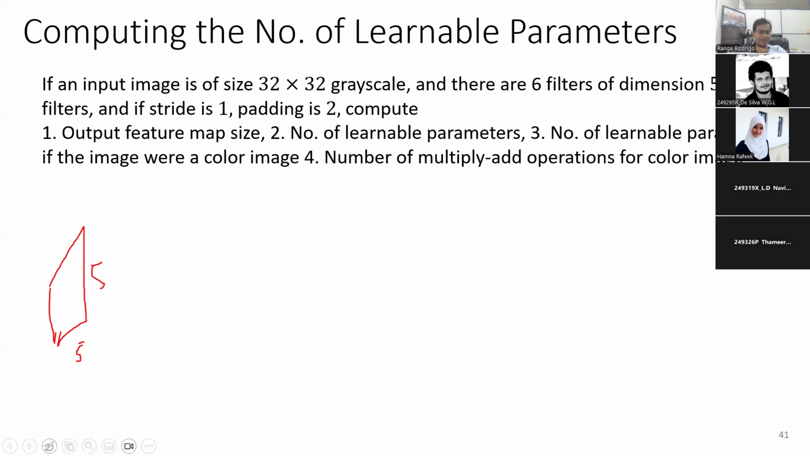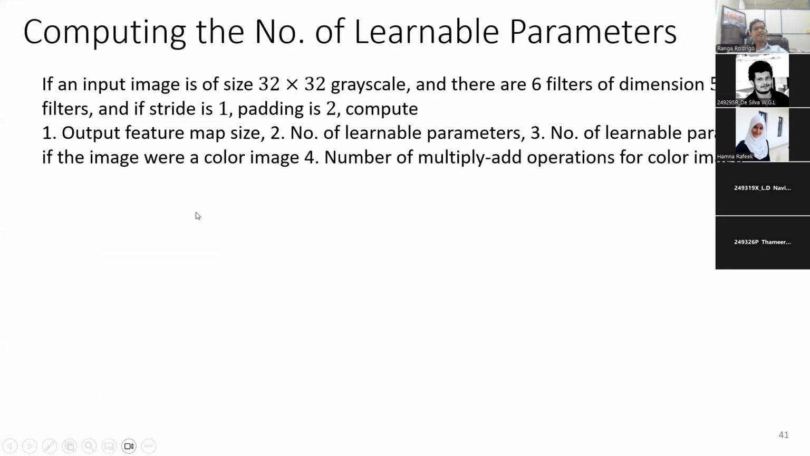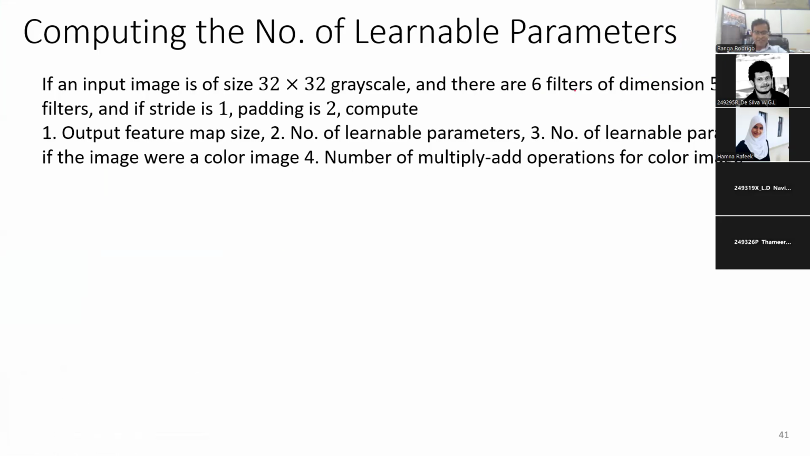So okay, now let's compute the number of learnable parameters. For this, we'll take an example. And these writings have come from a previous one. If an input image is of size 32 by 32 grayscale, and there are 6 filters of dimension 5 by 5, and if the stride is 1, padding is 2, compute: 1, output feature map size; 2, number of learnable parameters; 3, number of learnable parameters if the image were a color image; 4, number of multiply and add operations for the color image. So take a little time to think about this.